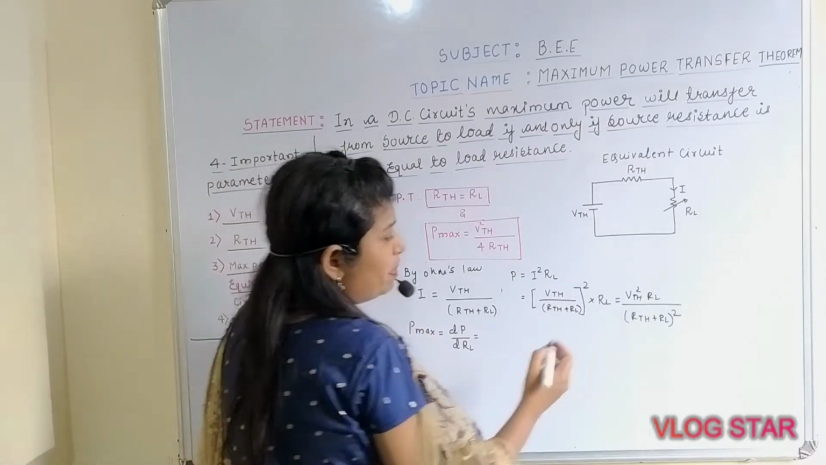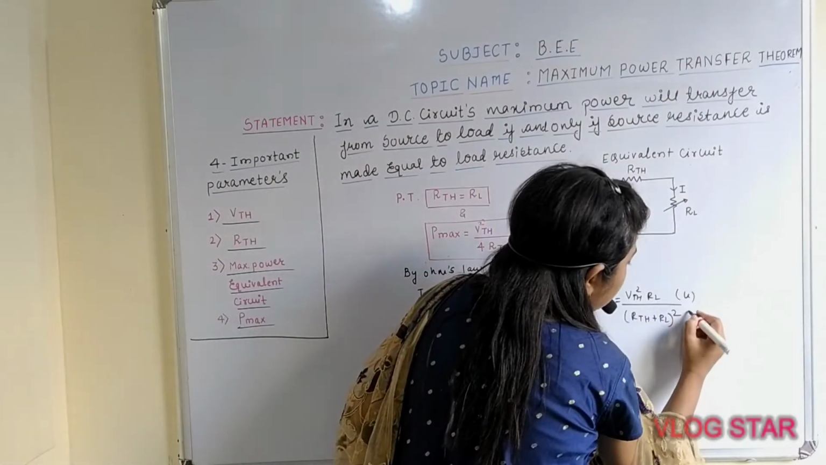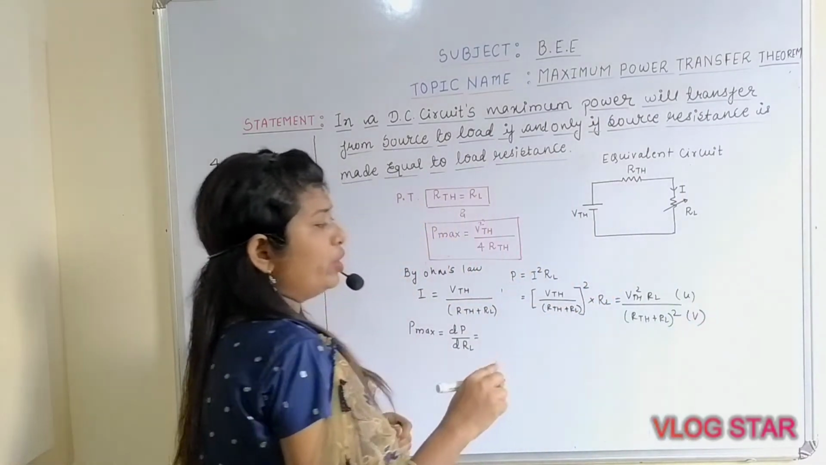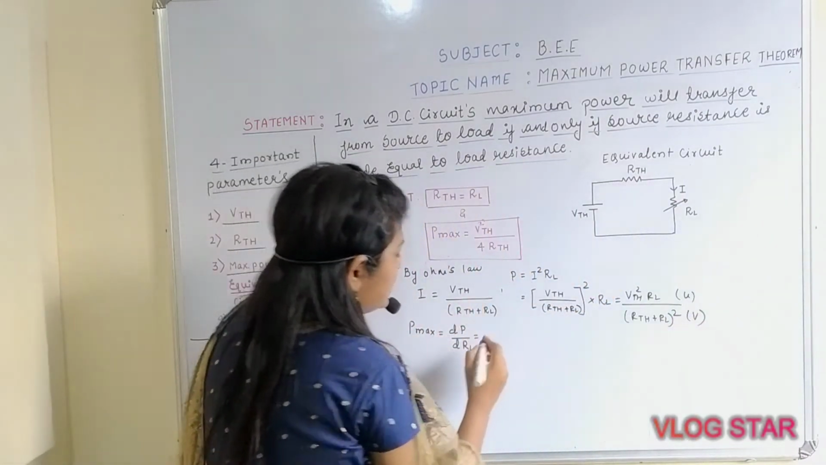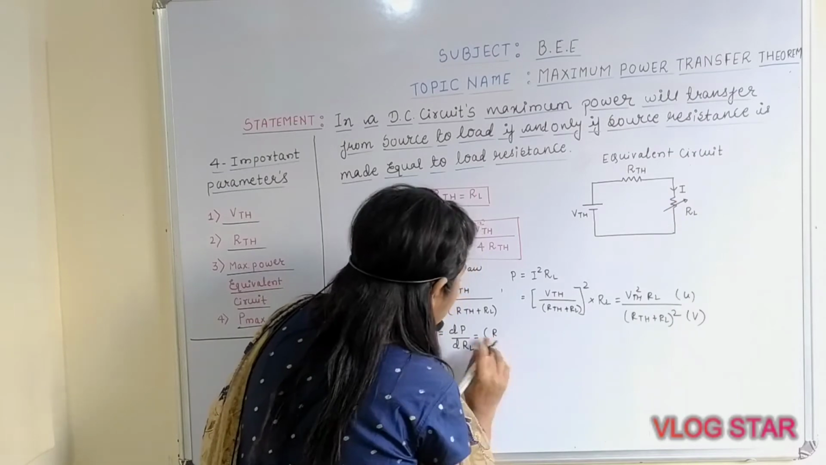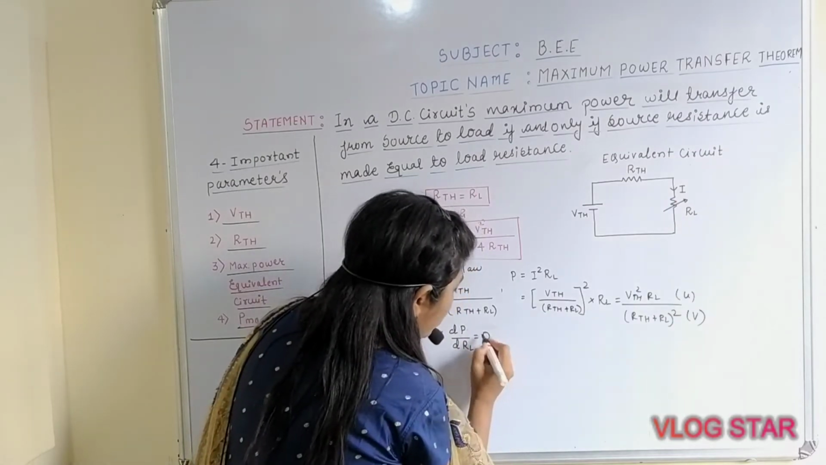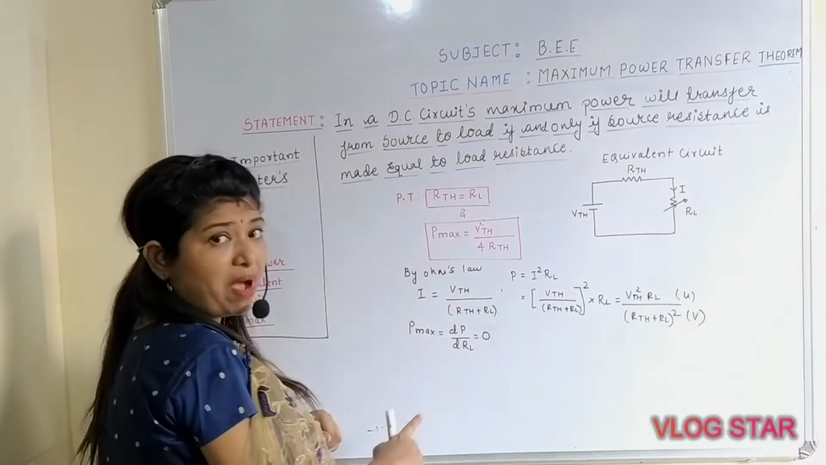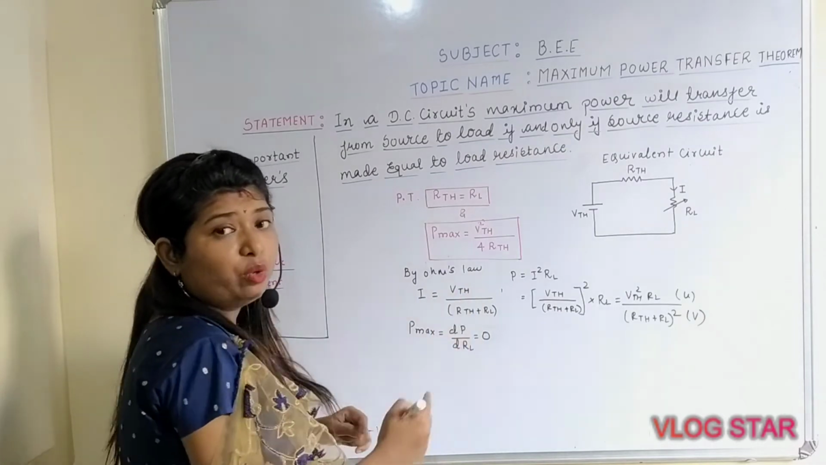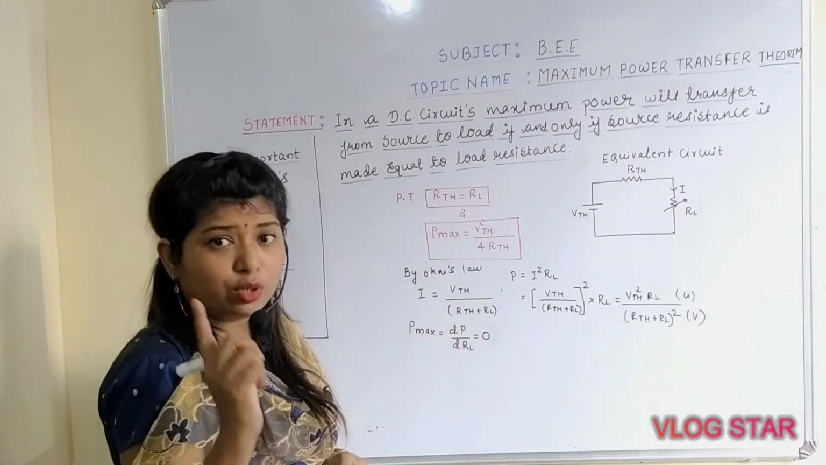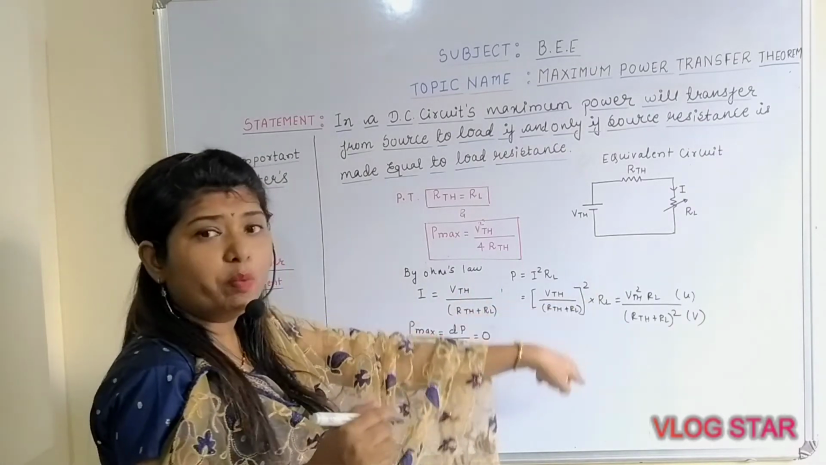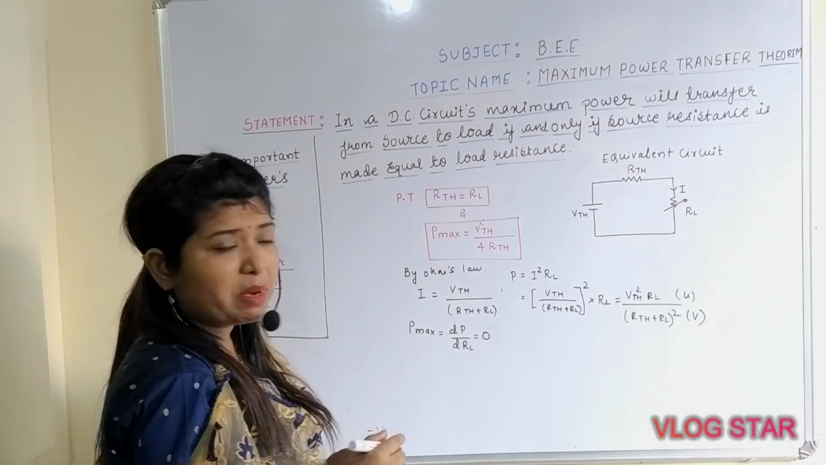So let's apply it and consider this is U, this is V. As I told you, as per the formula, V as it is. You have to consider the derivative of maximum power, P with respect to load resistor, equal to 0. So let's apply the U by V rule to calculate maximum power.